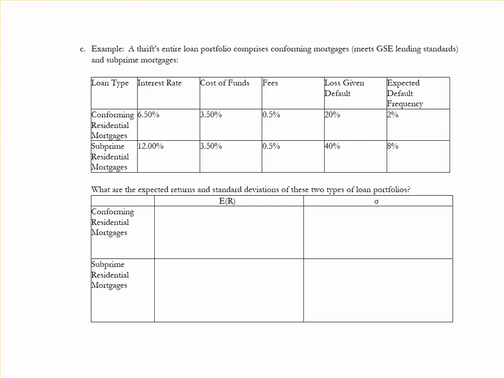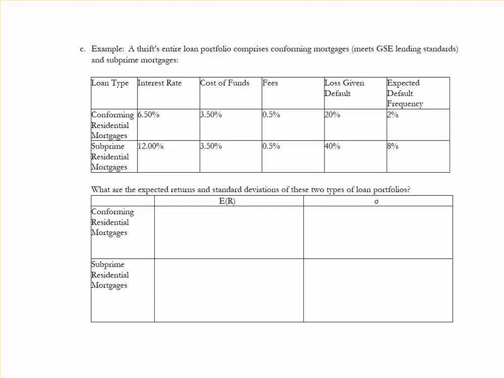Notice the loss given default are assumed to be different. So for the higher credit quality borrowers who default, we're going to assume that 80% can be recovered, whereas only 60% will be recovered for the subprime. And the higher quality borrowers will have an expected default frequency of only 2%, whereas subprime 8%.